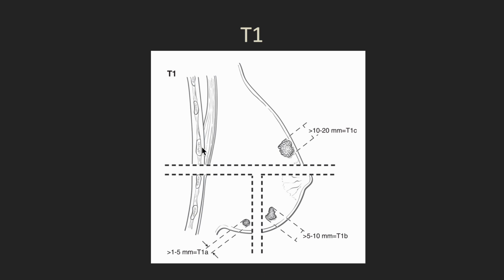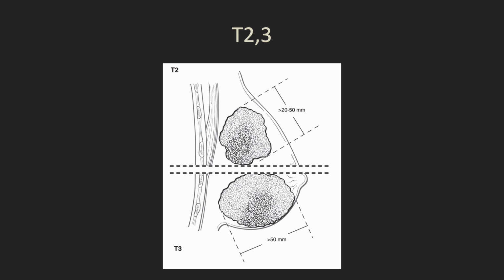T1 tumors can be further broken down into T1A, B, and C with gradually increasing measurements, as you can see here. Here's an image of T2 and T3 tumors, which are not broken down further, with T2 being 20 to 50 millimeters and T3 being greater than 50 millimeters.